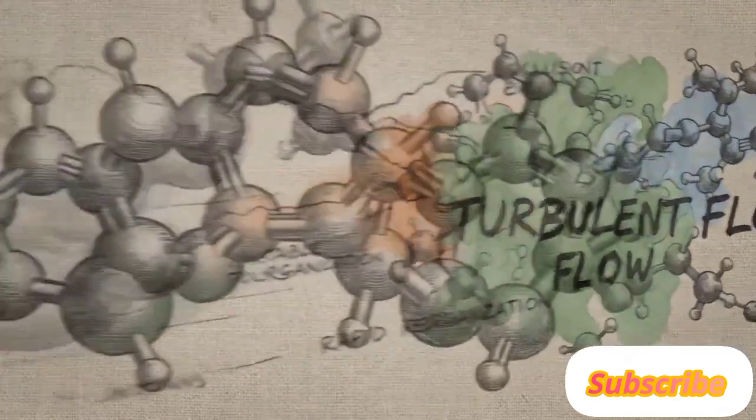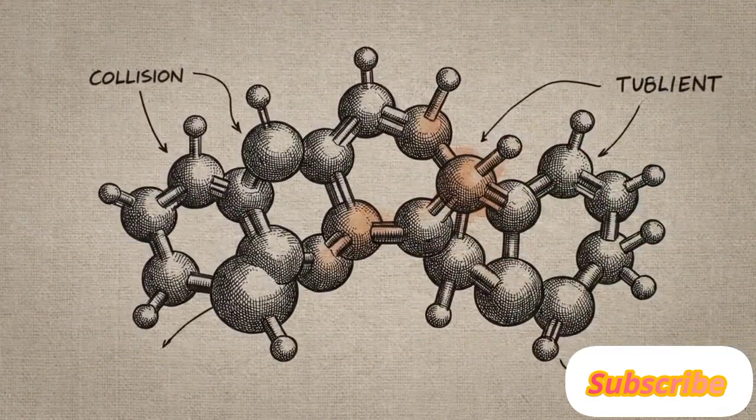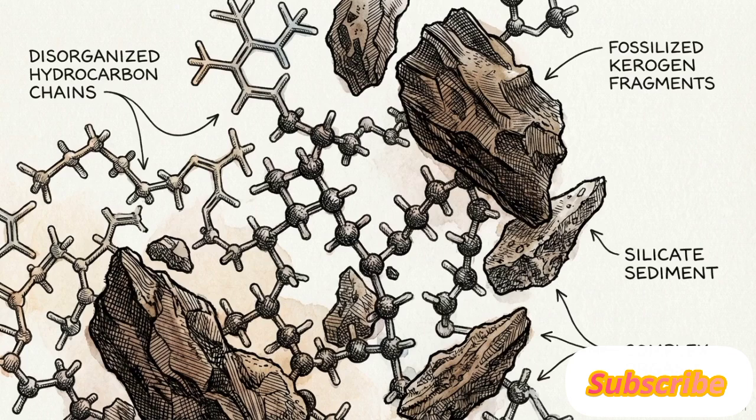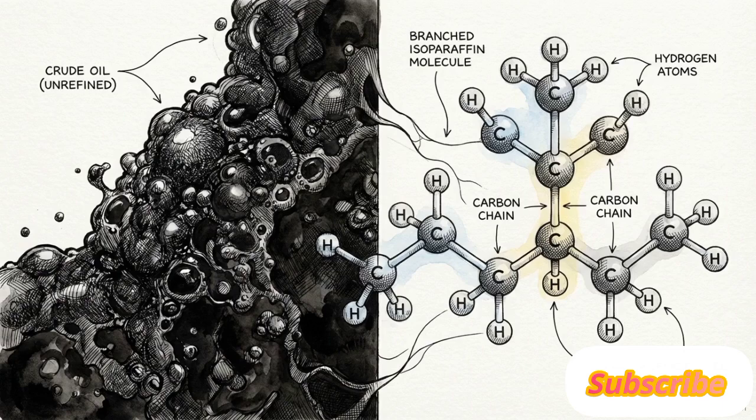Crude oil is a chaotic slurry of liquid hydrocarbons, a disorganized collection of molecular chains formed from organic fossils over millions of years. High-performance engines and synthetic materials require precision that geology cannot provide. They depend on specific molecular geometries, such as the branched isoparaffin shown here. Bridging this gap is the work of the refinery.